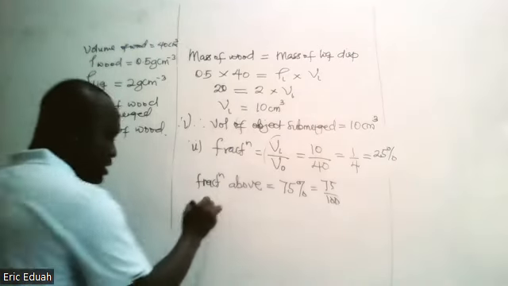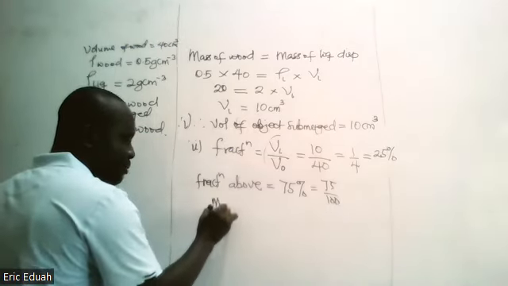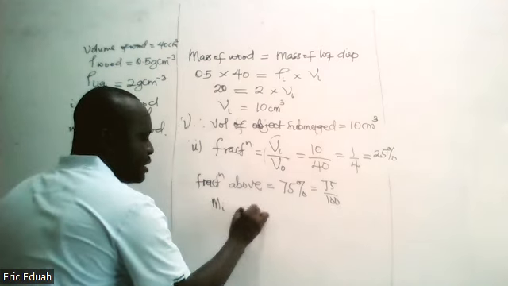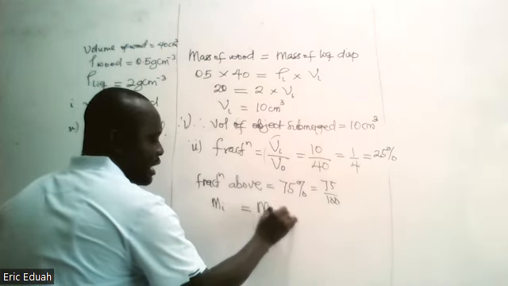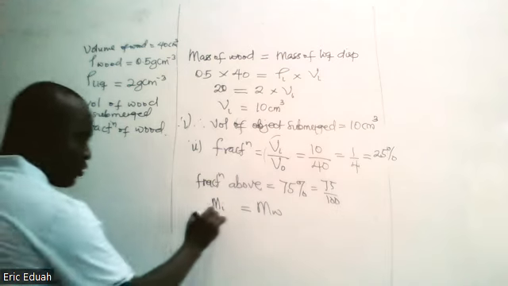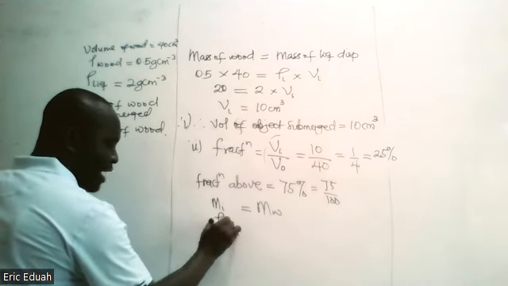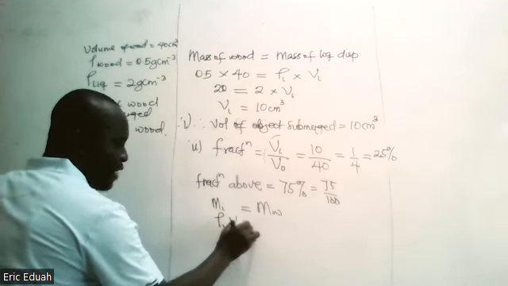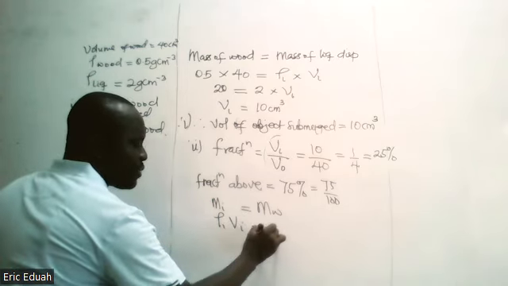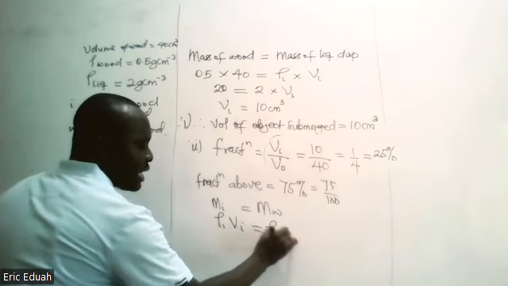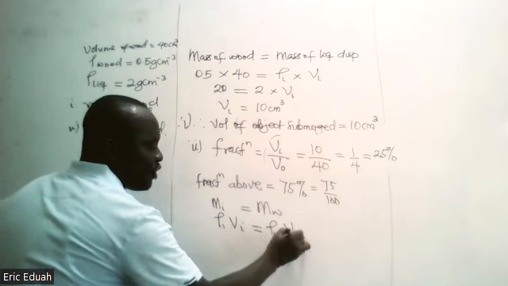Because the ice floats, mass of ice must be equal to the mass of water displaced. So density of ice times volume of ice is equal to density of water times volume of water.